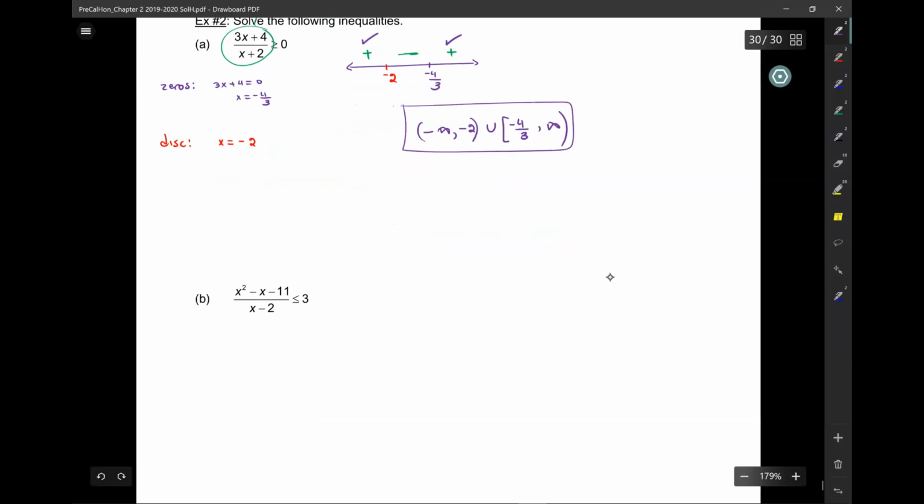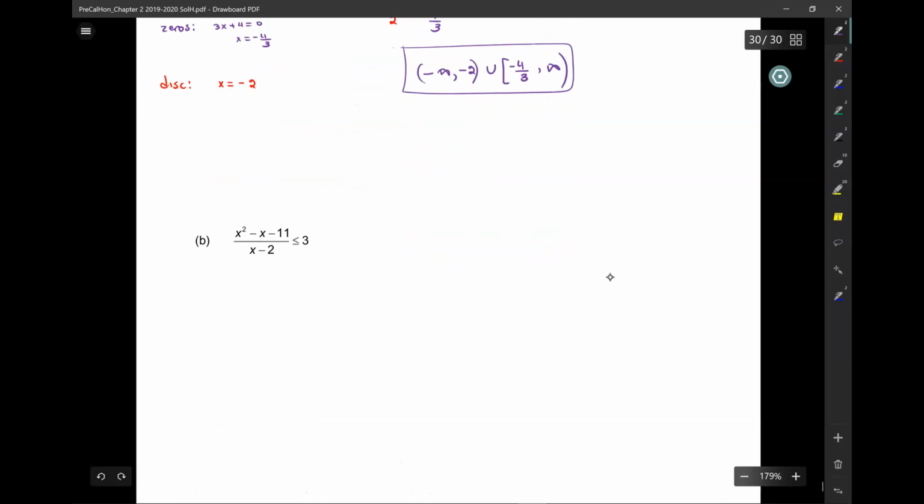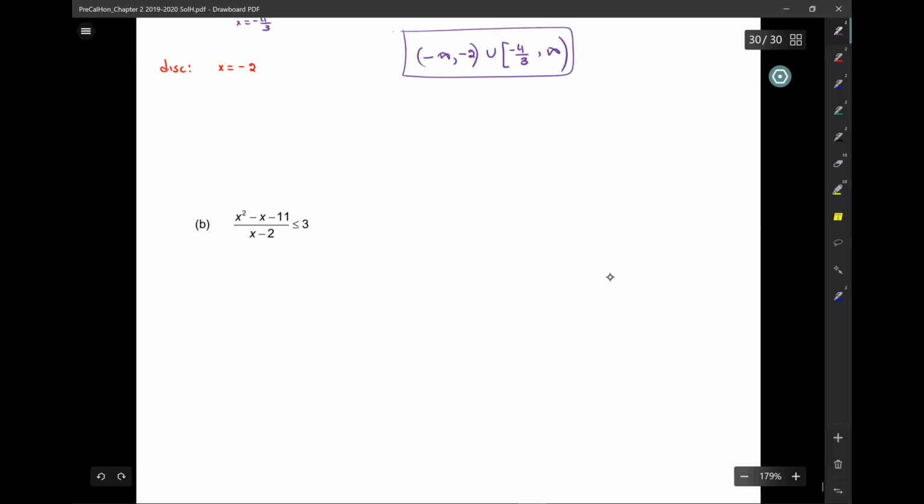Okay. Last but not least. Okay. So, this one, we're going to multiply both sides by the LCD of x minus 2. So I'm going to get x squared minus x minus 11 less than or equal to 3x minus 6.